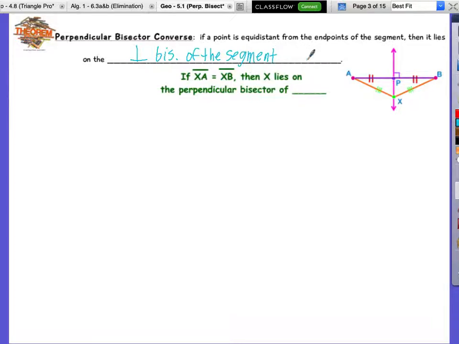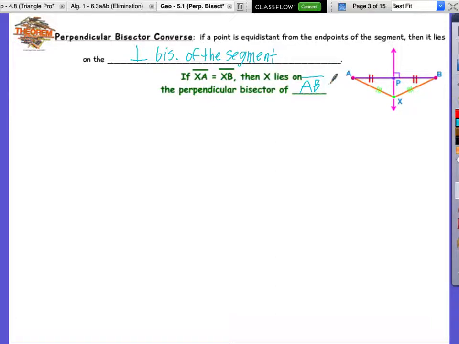So, if XA, the distance from the endpoint to a point right here, is the same distance as XB, if a point is equidistant from the endpoints of the segment, the endpoints of AB, then it must lie on the perpendicular bisector of segment AB. So it's just saying it in reverse.